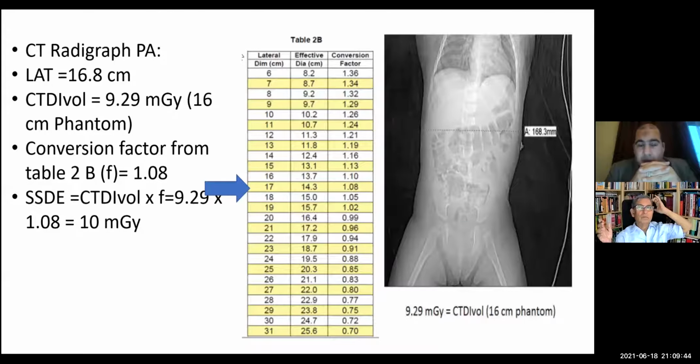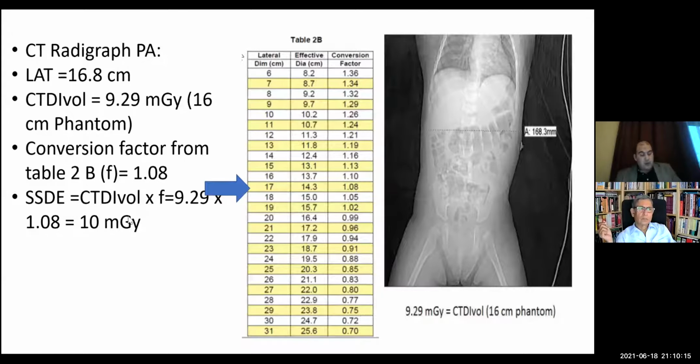Make a conversion factor for lateral dimensions from our scout. So you can get the size specific dose estimate before the scan, because using the scout you can get the lateral dimension here. After that, you have to go through Table 2B, and you get the value of the conversion factor, which is 1.08, and substitute in this equation again to get the size-specific dose estimate.